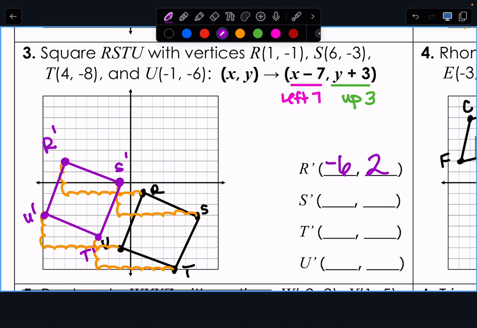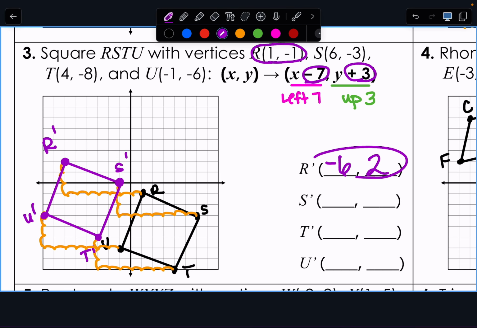Okay. Did anybody at all notice that if you take the coordinate and then subtract 7 and add 3, we get to there? Isn't that cool? Armando, give me the new S coordinate. -1, 0. Kayla, give me the new T coordinate. -3, -5. Memory, the new U coordinate.